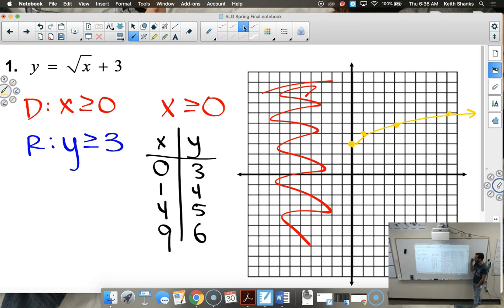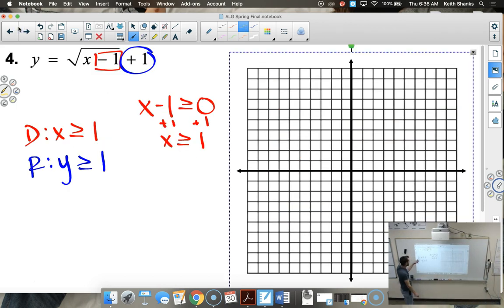So then we go on forever this way. As long as x is greater than 0, y will be greater than 3. So it's going to go over this way forever and kind of really slowly, because it's going to come out really far, but it never stops going up. It goes up forever. Okay, so this one is very similar. I already have the domain and range. All I need is my graph.